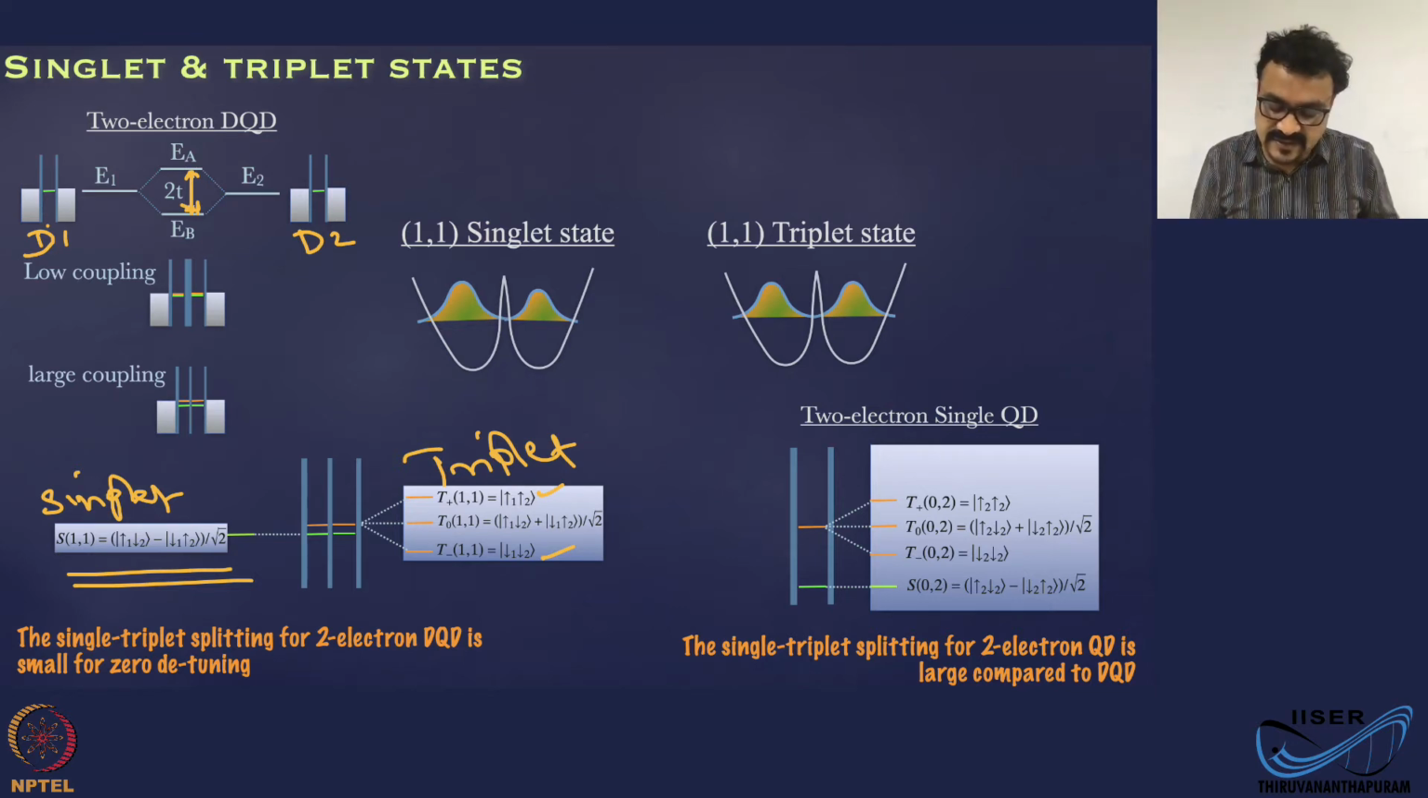The splitting between these singlet and triplet states is not really high for a double quantum dot system, for a 1-1 state, because they are still in the same orbital. The splitting is decided by the tunnel coupling, and tunnel coupling in these systems is not really large. It is a few tens of microelectron volts at the maximum. So that would be the splitting between the singlet and triplet state that you are going to experience. What we are saying is the singlet-triplet splitting for a 2-electron double quantum dot is small. It's not zero.